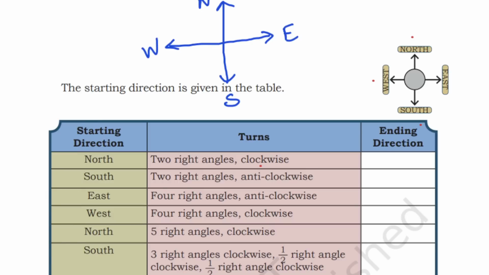Okay, so first is north. So we are in north. Two right angles clockwise. So two right angles, the first right angle, we have taken here. Second right angle clockwise. So where are we ending up? We are ending up in south.